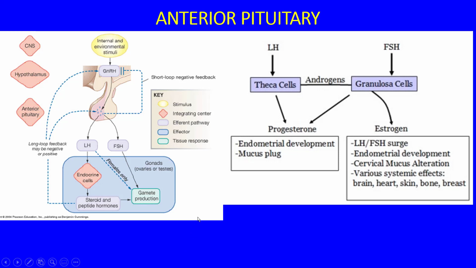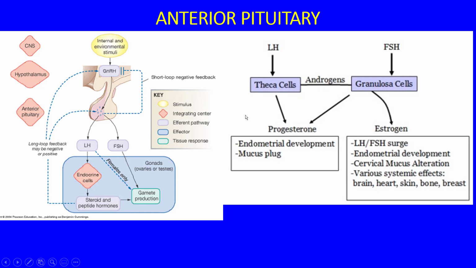And this is a little neater, as you can see. What we end up with is that thecal cells produce the androgens, which are converted to estrogen. They will also be converted into, and the thecal cells will start taking over, progesterone production. Progesterone is going to be after ovulation. Beforehand, estrogen is, shall we say, running the show a lot. Okay? Progesterone is for endometrial development and the mucus plug that occurs at the cervix.